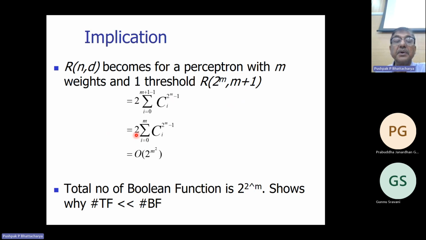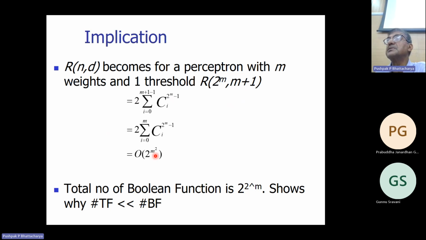So this is equal to 2 times the sum over i equal to 0 to m of C(2^m - 1, i). And this can be shown to be equal to order of 2^(m^2). So the total number of Boolean functions is 2 to the power 2^m, whereas the total number of threshold functions is 2 to the power m squared.